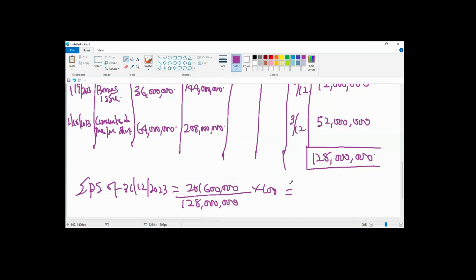What does it give us? 158 kobo. So it's the 158 kobo I will report for the basic.